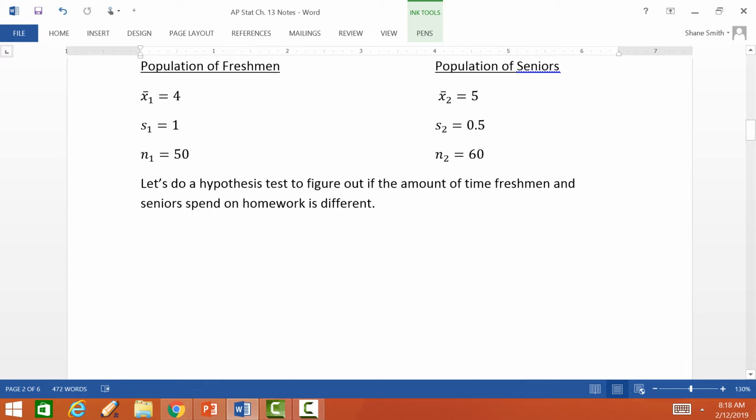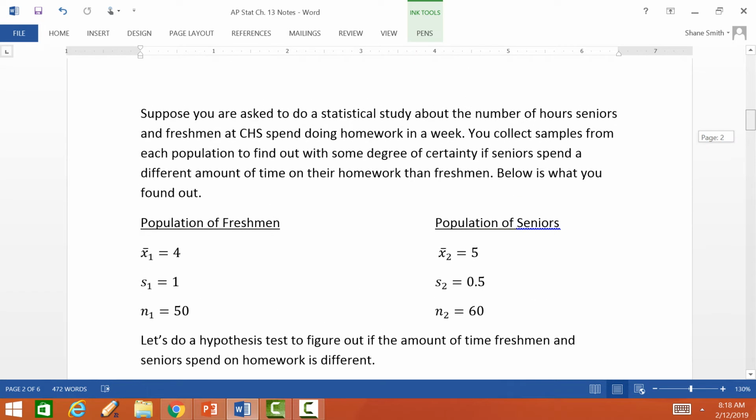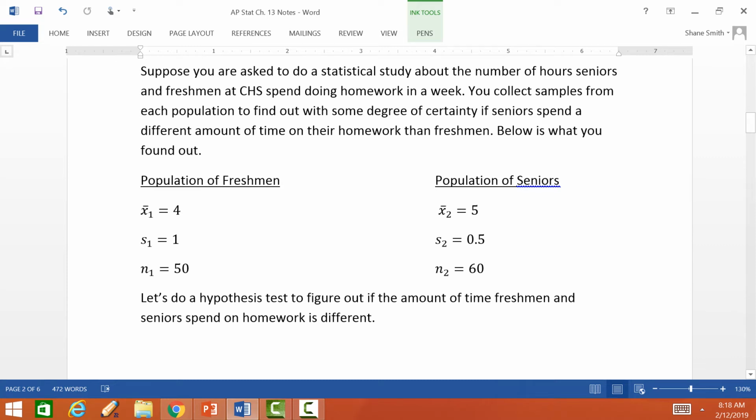So what we're going to do is a hypothesis test for the difference between population means. In this problem, it says, suppose you are asked to do a statistical study about the number of hours seniors and freshmen at CHS spend doing homework in a week. You collect samples from each population. Okay, so that means that they're independent samples.